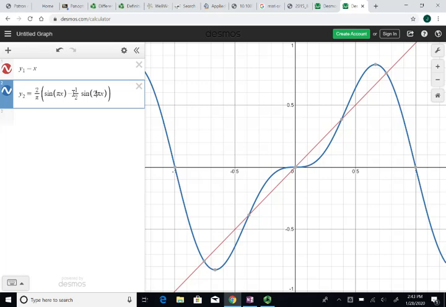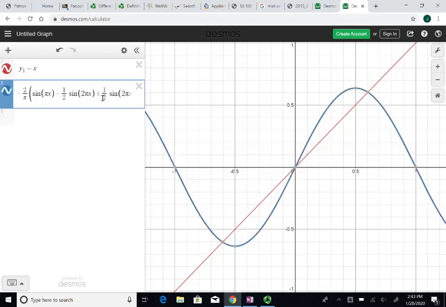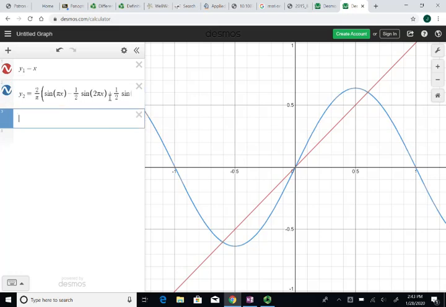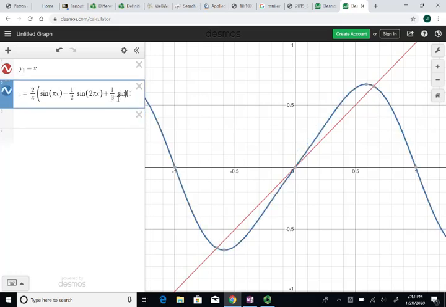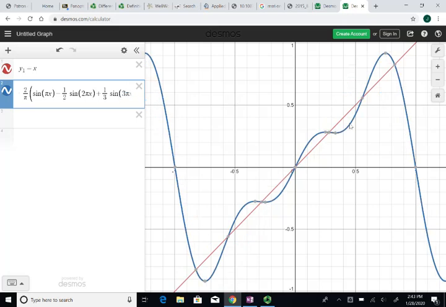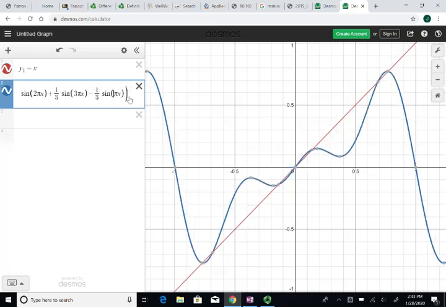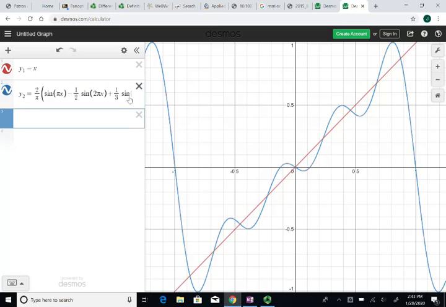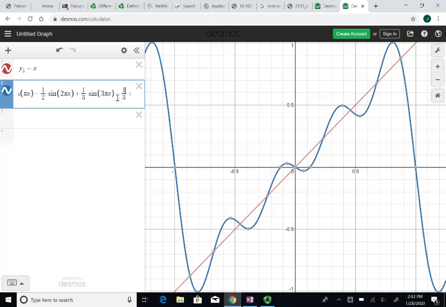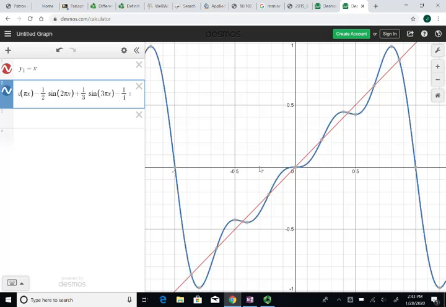Now I'm going to do better. My next one is with 3, and I'm going to put here 3. You see my approximation is getting better. It's around the line. Now we subtract the term with 4, dividing by 4, and you see how good it is.